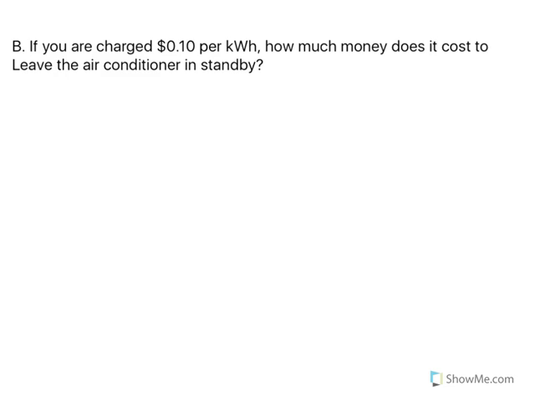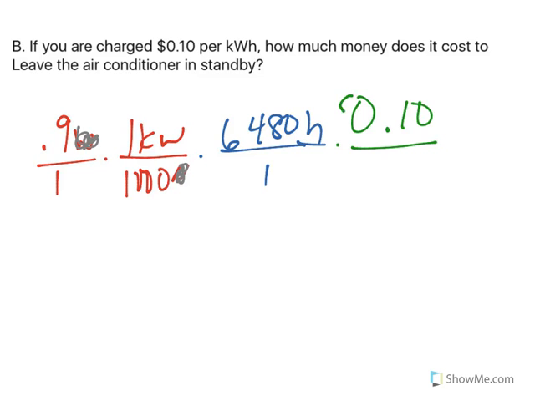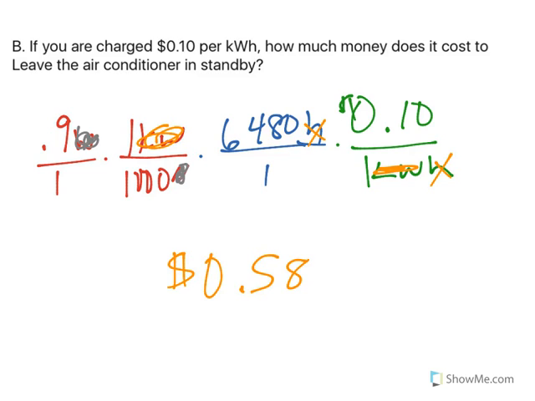Part B, if you are charged 10 cents per kilowatt hour, how much money does it cost to leave the air conditioner in standby? Well, this starts the same way. 0.9 watts over 1. 1 kilowatt is 1,000 watts, right? That makes the watts go away. We know we're using 6,480 hours, but instead of using the pounds, we're using 10 cents per kilowatt hour. So we're still using kilowatts, canceling out kilowatts, hours with hours, but instead of multiplying by 1.37, we're multiplying by 0.10, which gives us 58 cents.